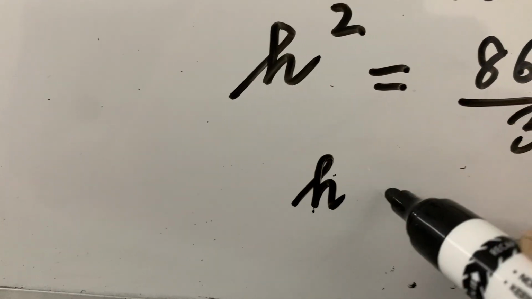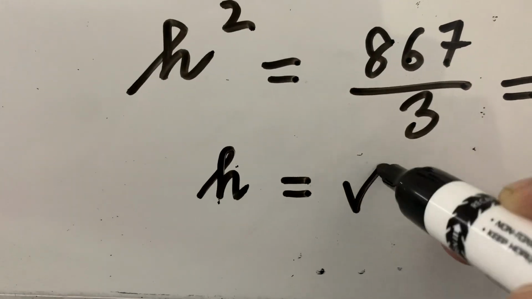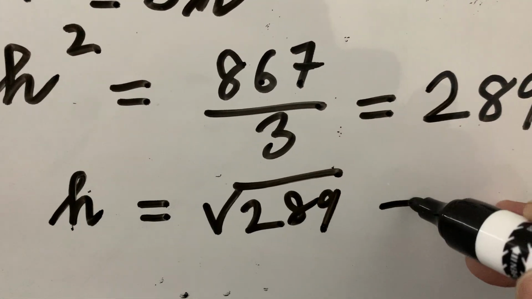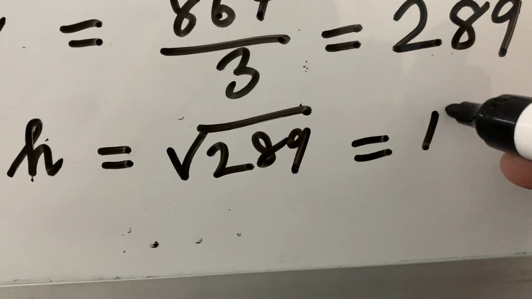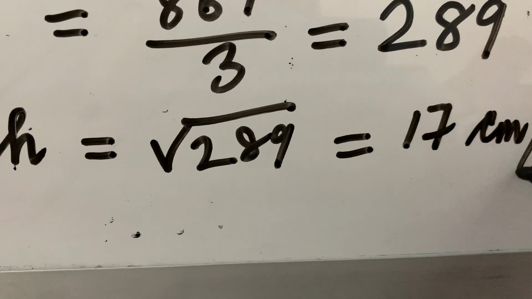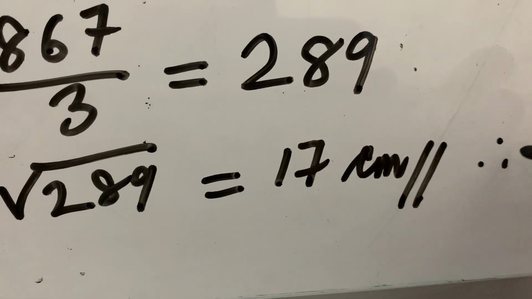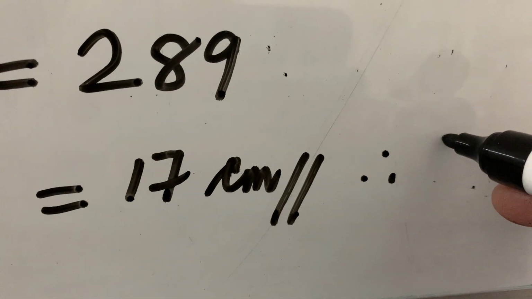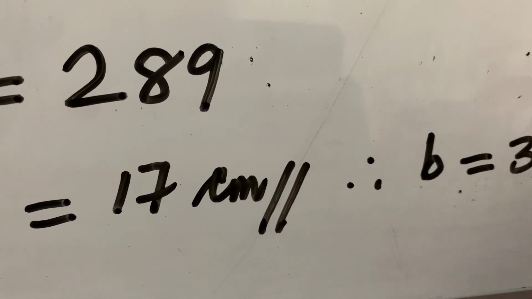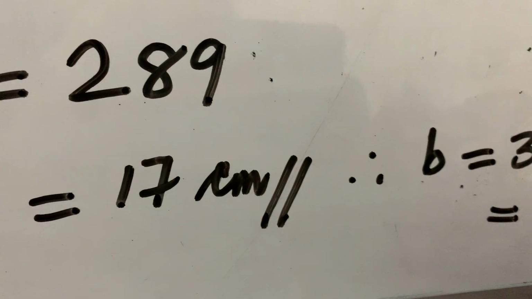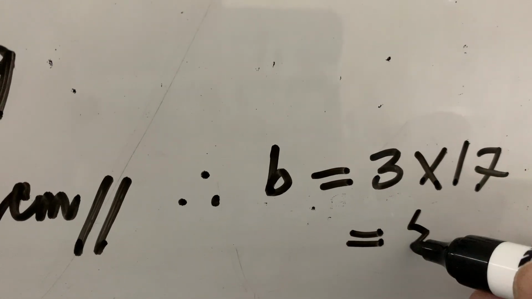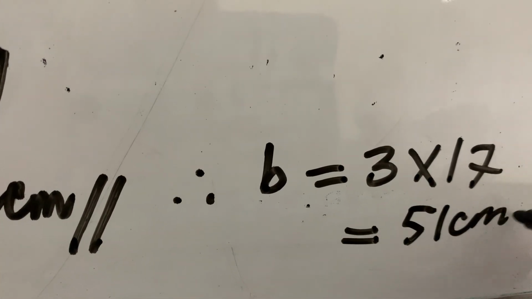289. h will be equal to square root of 289, which is 17 centimeter. Therefore, base will be 3 times of 17. Base will be 3 times of 17, which is 51 centimeters.